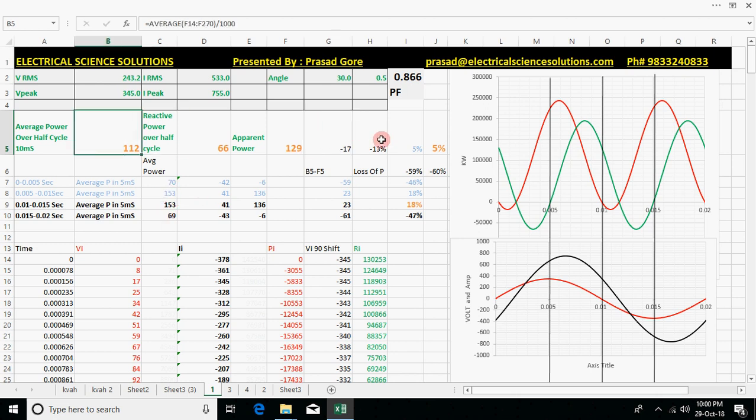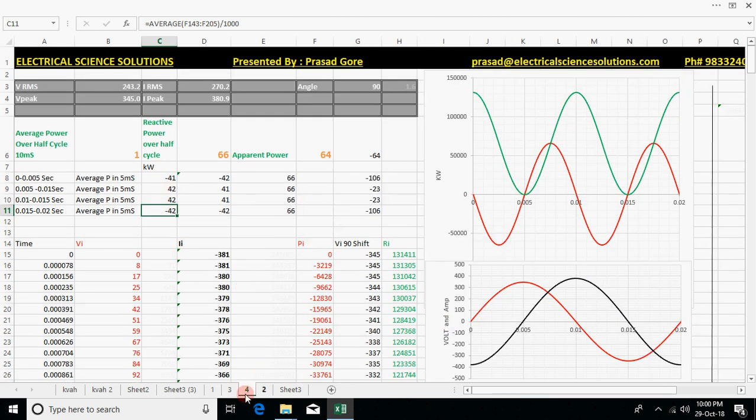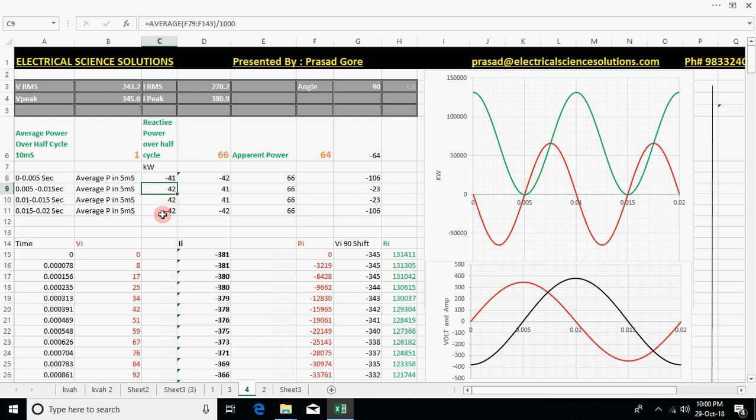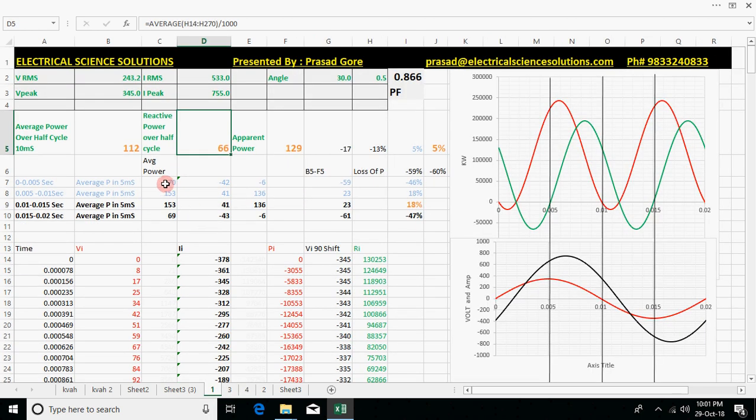You can see here that 66 kVAR is your reactive power and 112 is your active power. But now you can see the averages over each 5 milliseconds: in the first 5 milliseconds it's 153, 153, 69. Why is this uneven at every 5 milliseconds? As explained in the inductor sheet, the 66 kVAR we understood there, the energy was 42, 42. Here also, in this particular region, 153 kilowatt was the average required. Your average power is 112, but in this particular quarter of the cycle, you wanted 153 kilowatt of power from the generating station.